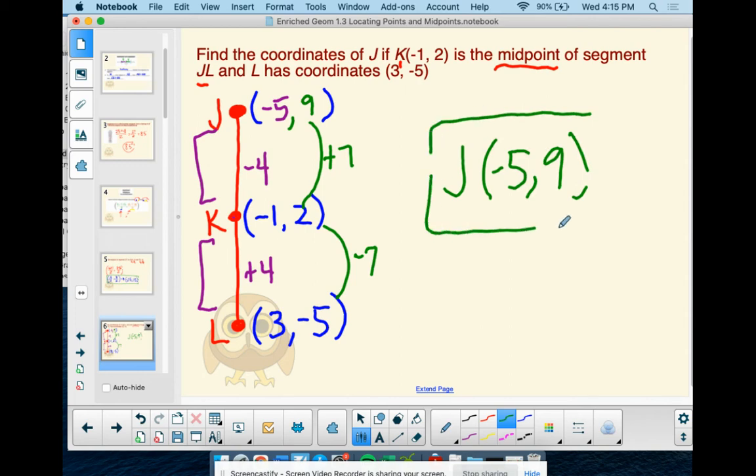We will do more of those in class. I know those kind of get confusing, but just remember your middle has to be in your middle. So you have to go equal distance away from the middle to get to your endpoints.